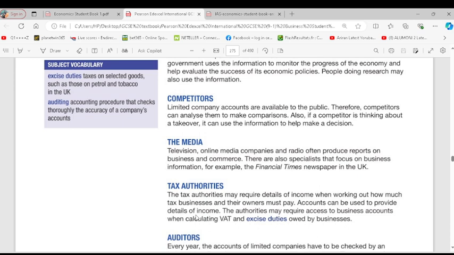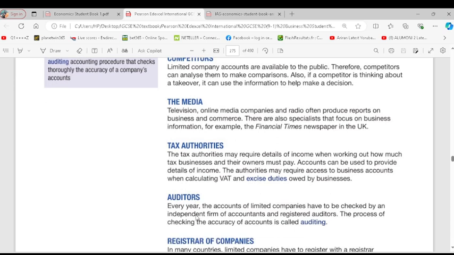The competitors. Limited companies' accounts are available to the public. Therefore, competitors can analyze them to make comparisons. For competitors, why do I need your financial documents? I need it to compare mine to see if I'm doing better than you. Clear? Is it clear, please?